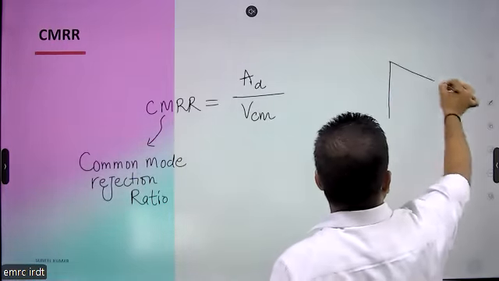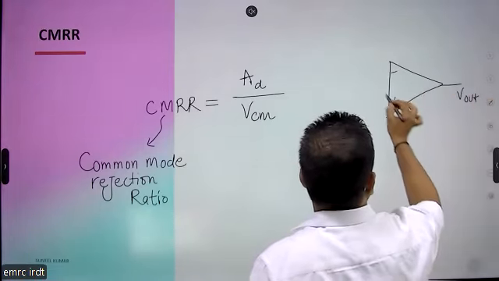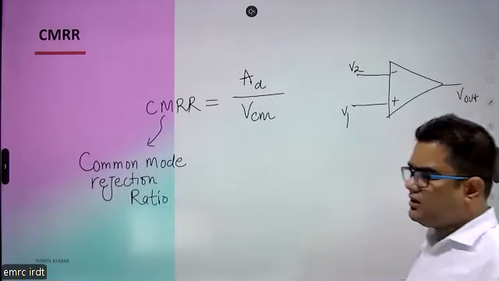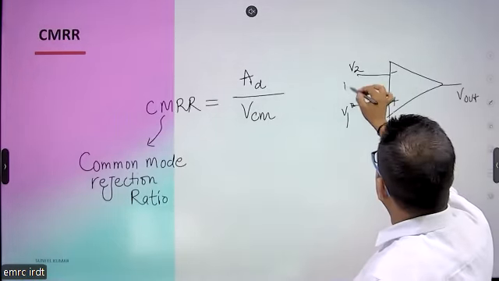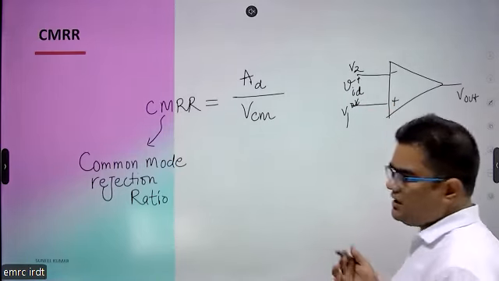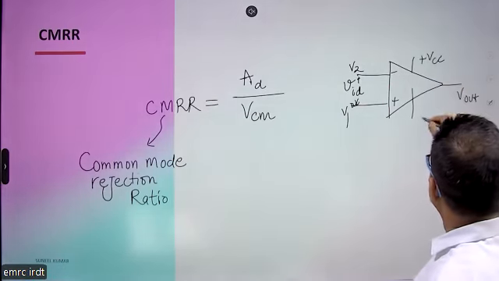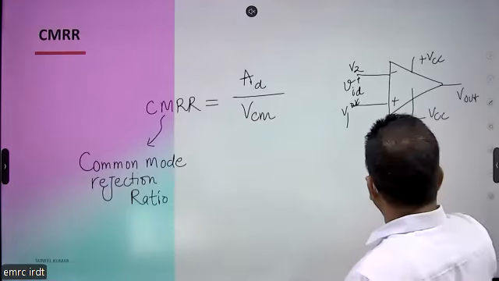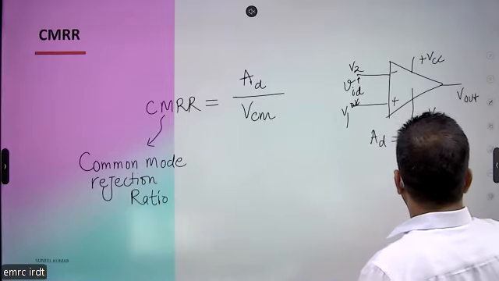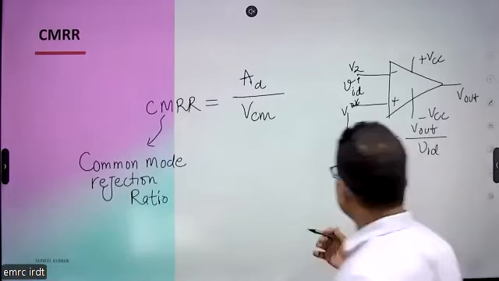Like we have this op-amp, this is the output, with the plus terminal V2 and the inverting terminal V1, and we are amplifying the difference of these two signals, that is VID. VID is basically V1 minus V2, and we have two DC supplies here, plus VCC and minus VCC. So here we can write AD as V output divided by VID. This is the differential gain. Here we are considering the difference of the voltages.